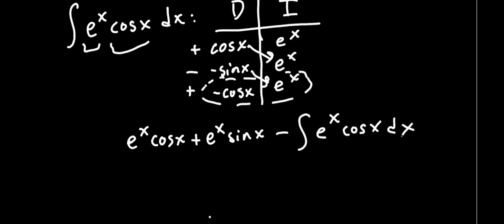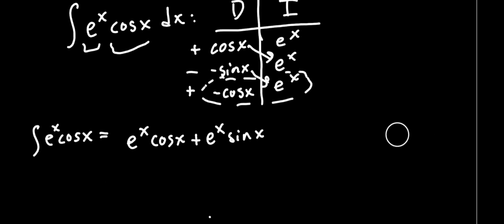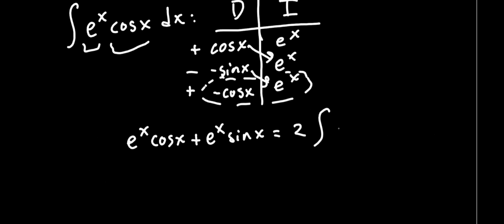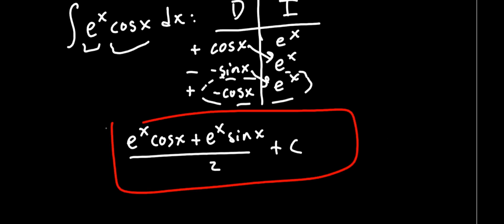It seems like we've just come full circle. However, if we realize that this is in fact equal to our integral, we can move our integral to the other side, so this is equal to 2 integrals of e to the x cosine x dx. Since we want to find just one of the integrals, we can just divide by 2. And then all we need to do now is add our plus C, because it is an indefinite integral. And here we go. This is the answer for this problem.